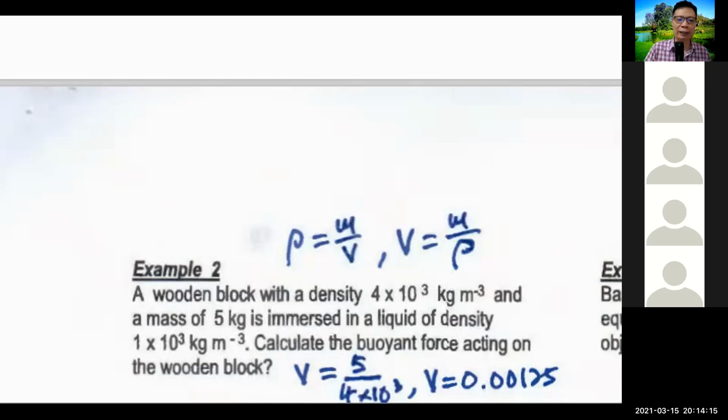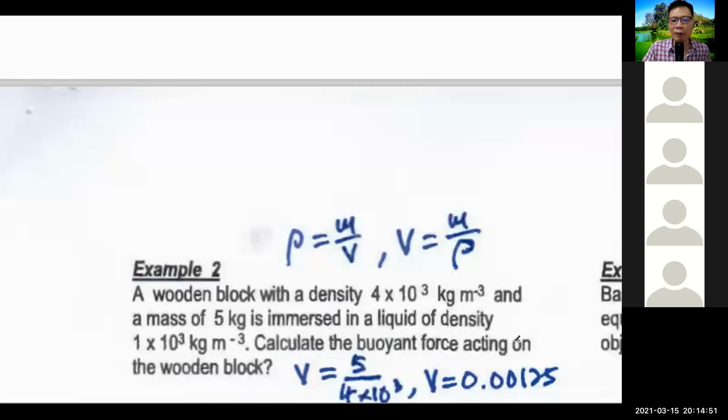Now first thing, you see this formula, density is mass over volume. So I find the volume: volume is mass divided by density. So I put the mass of the wood, 5 kg, divided by the density of the wooden block, and I get the volume of the wooden block. Why do I go and find the volume of the wooden block next? Actually, we should find the volume of the water displaced, but here we are finding the volume of the wood. Why?